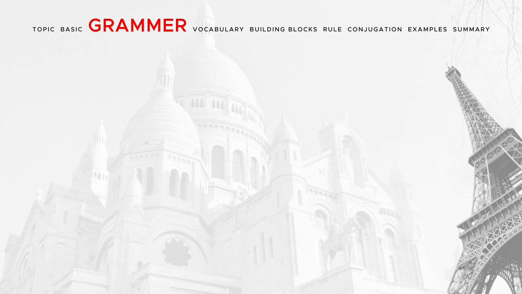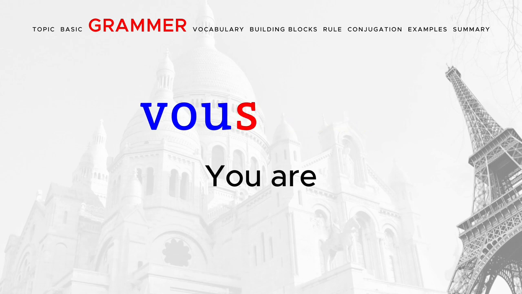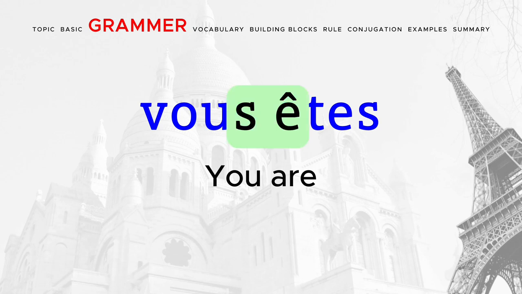Let's understand with the help of an example. Please listen carefully. The subject pronoun, you are. Vous êtes. Vous êtes. Did you notice the sound of Z? This is because of liaison, where the last letter of vous, which is S, is linked and pronounced with the first letter E of the next word to make the Z sound. Sounds complicated, but practice and repetition will help you to master this.